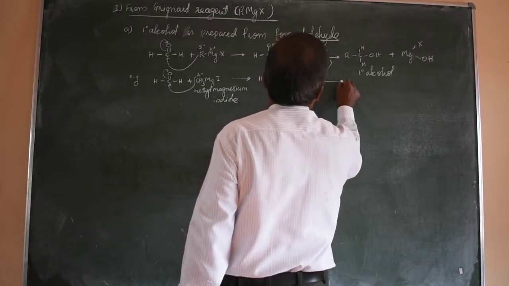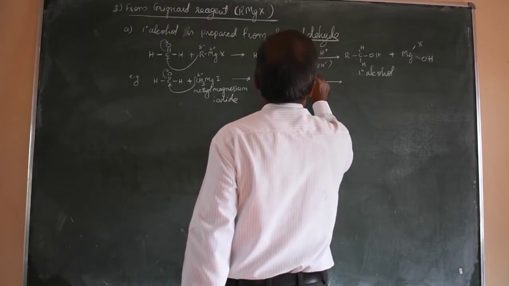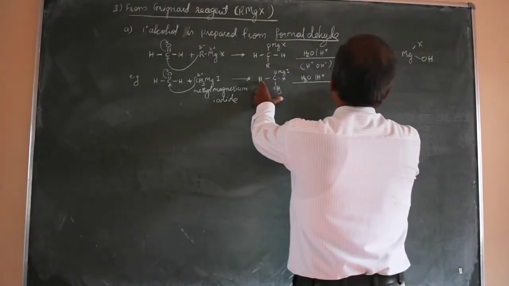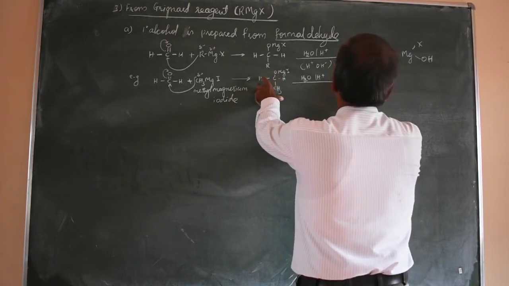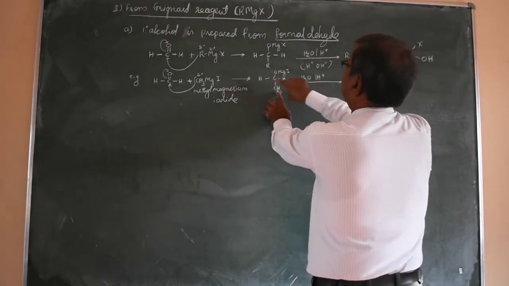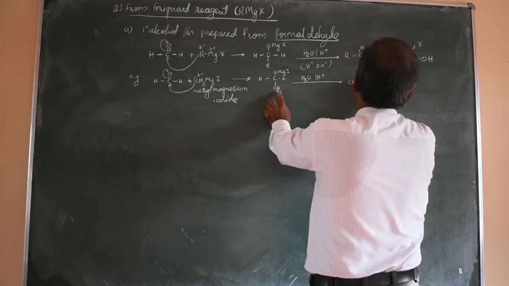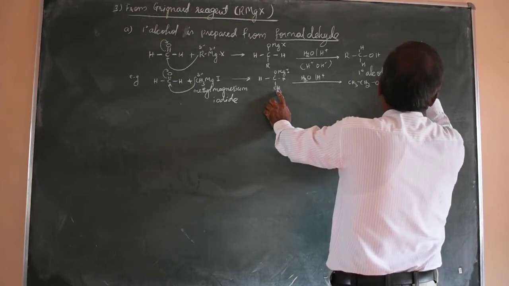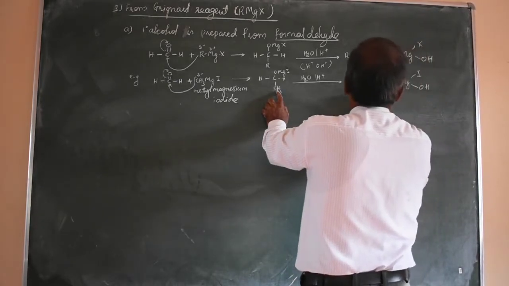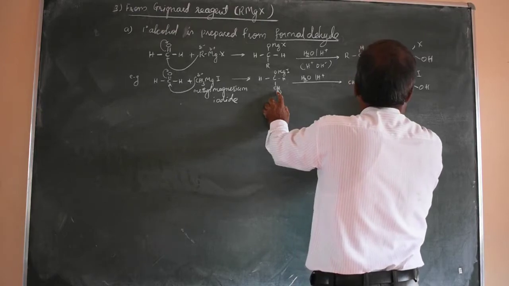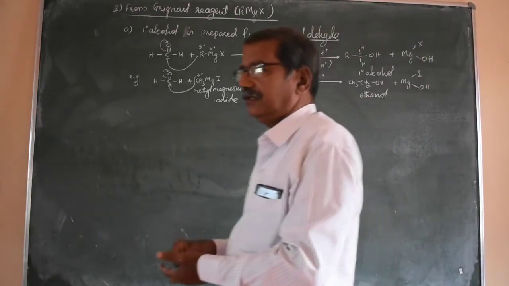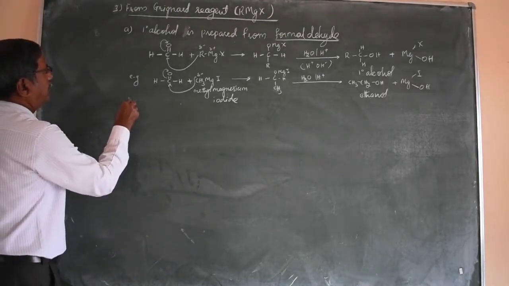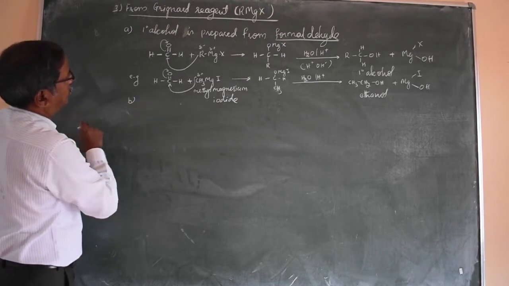Then it undergoes hydrolysis by H2O in presence of acid and gives CH3, CH2, OH, then MgI and OH. This is called ethanol or 1 degree alcohol. OH is attached to the CH2 or primary carbon. Second, this is a 1 degree alcohol.